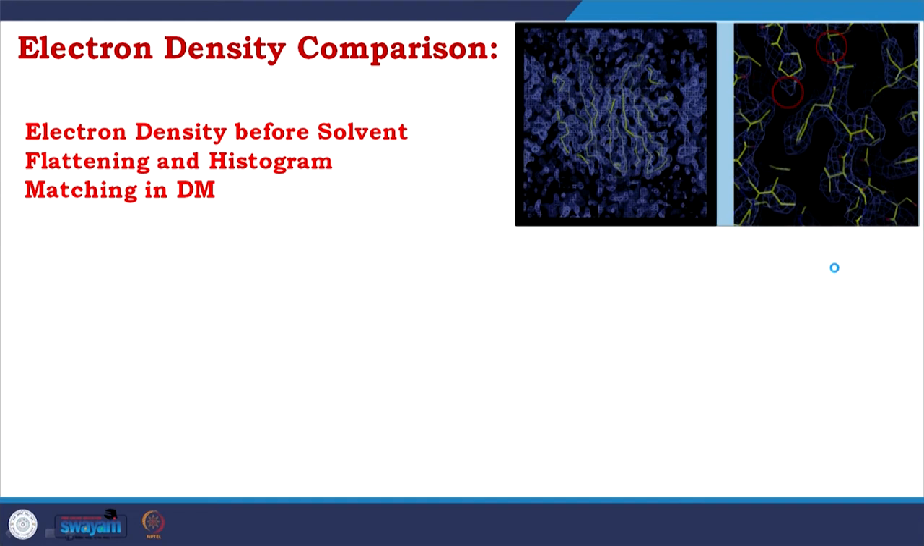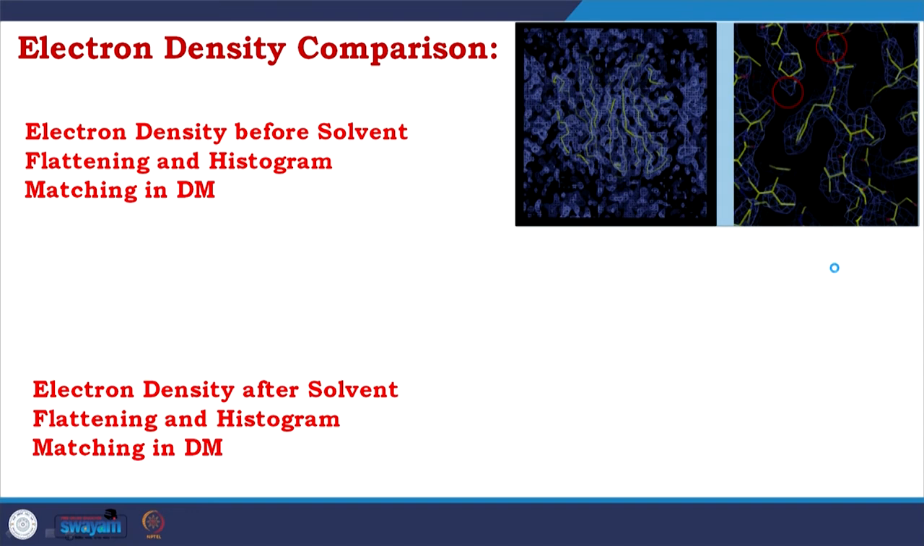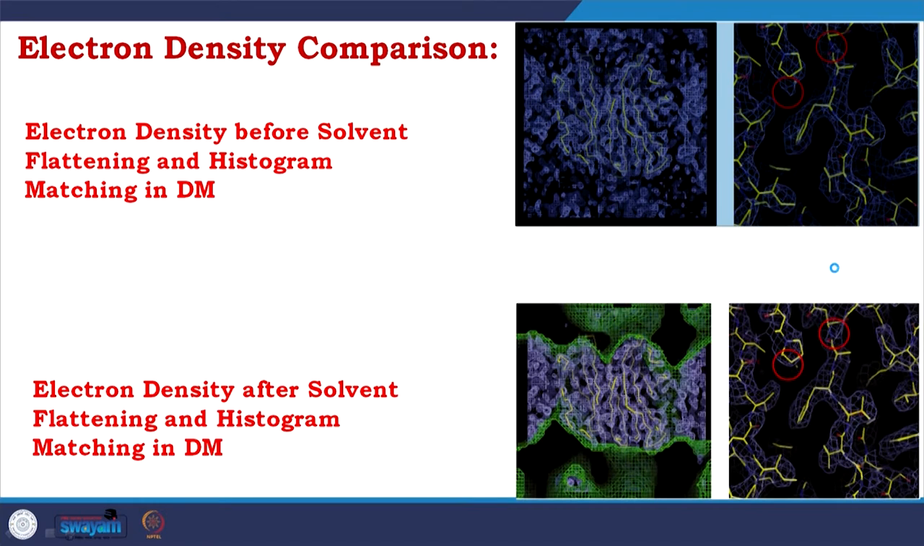Remember, we looked at this picture. And now, when we have done all those, solvent flattening, histogram matching and all, you see there is a beautiful change. The maps are sharper. If you see the extra portions here, I have highlighted, the extra portion is not there now. So, the phase is definitely improved, and that is where the critical role of these methods, solvent flattening, histogram matching and averaging of non-crystallographic symmetry, comes in.